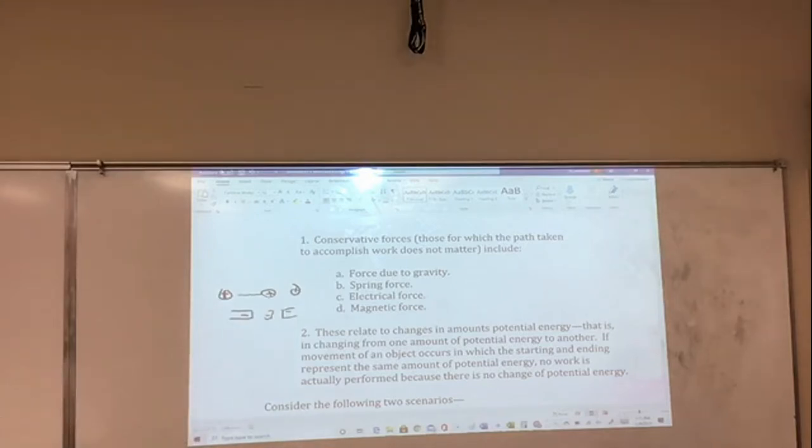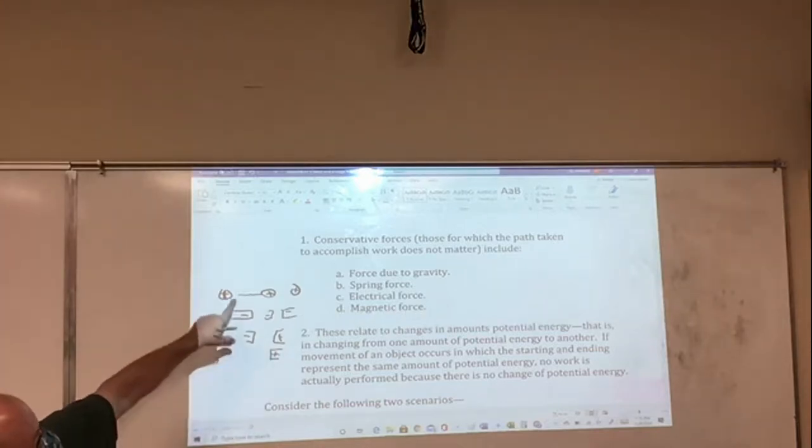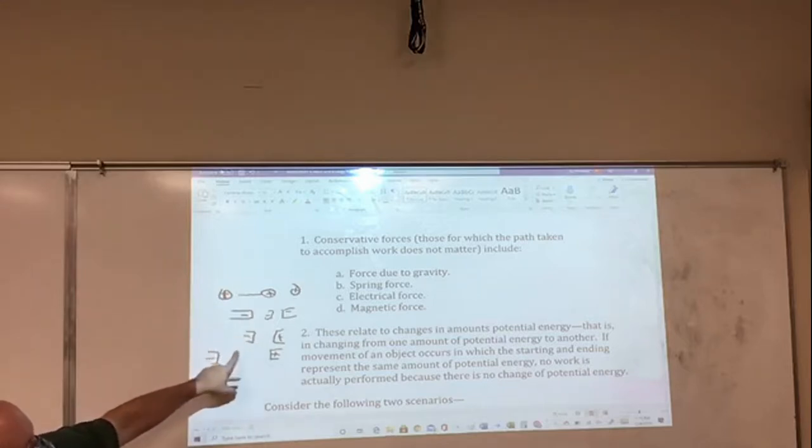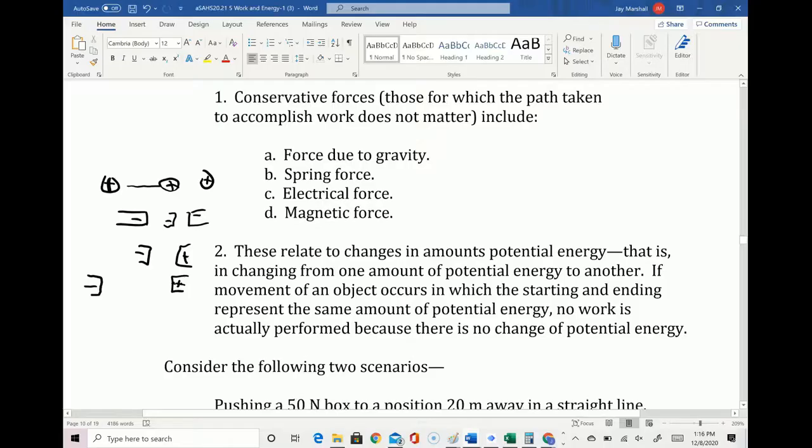Now, obviously, if I do it the other way, to store potential energy in this negative magnet, I'm going to have to pull it away, right? I'm going to have to pull it away, and that will store potential energy in that. In all of these scenarios, the amount of potential energy that I'm going to store is related to the distance, right? However far I moved it. And again, that makes sense. Work is force times distance.